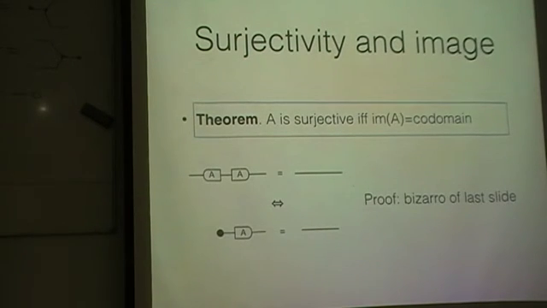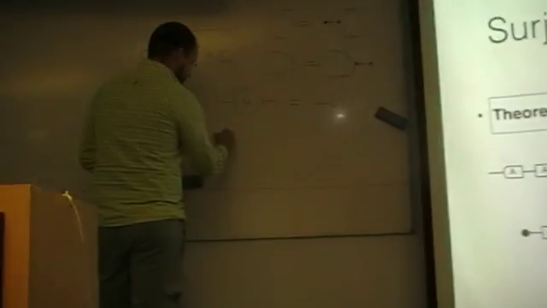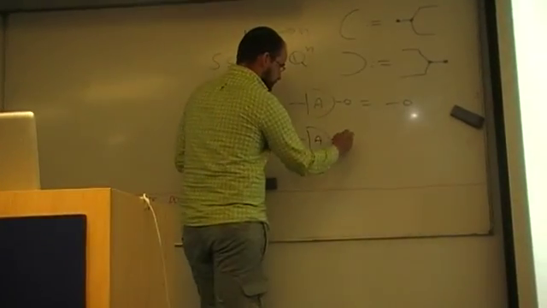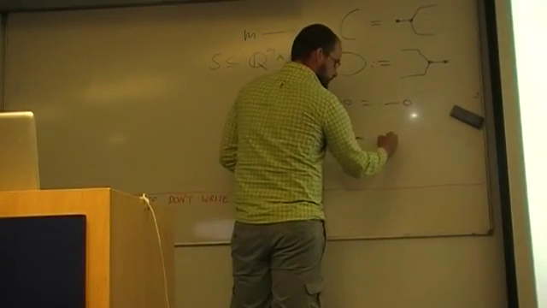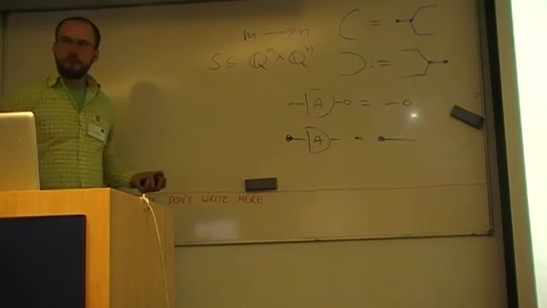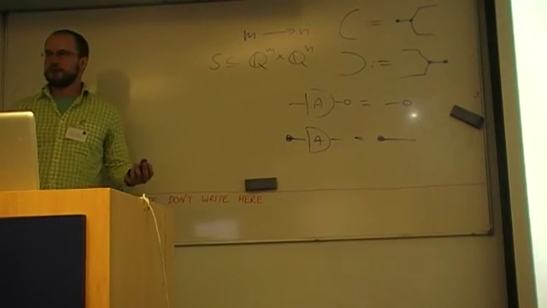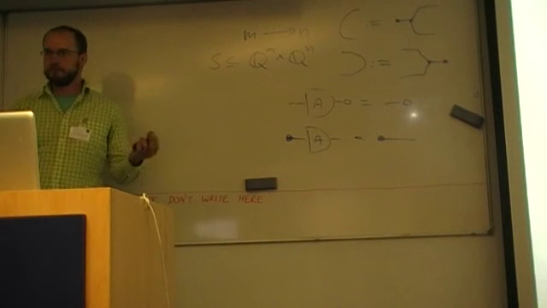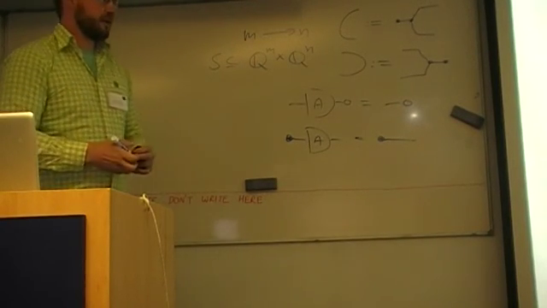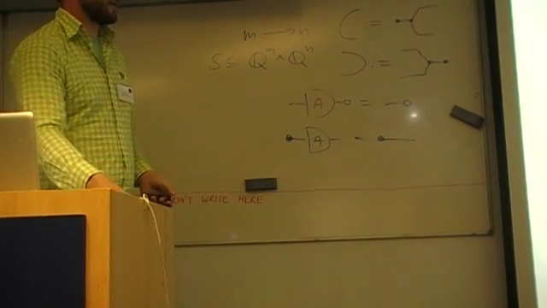And then you have for free, immediately, the bizarro of the claim that A is surjective if and only if the image is the codomain. So the image being the codomain is just, of course, string diagrammatically saying that this is the case. And we don't have to really write a proof because it's the same proof, just reflected and recolored. Okay, using this bizarro dagger that I explained last time.